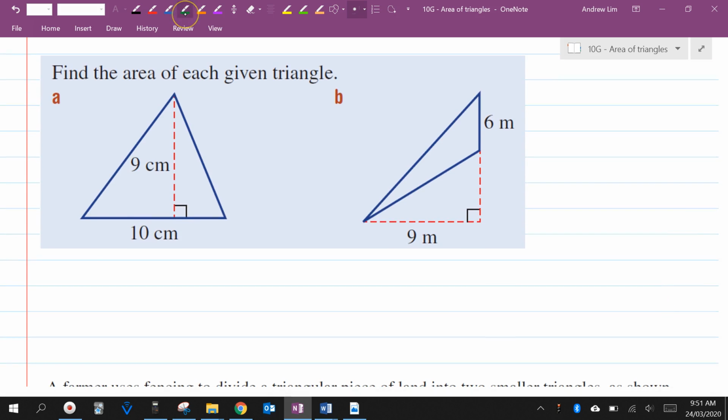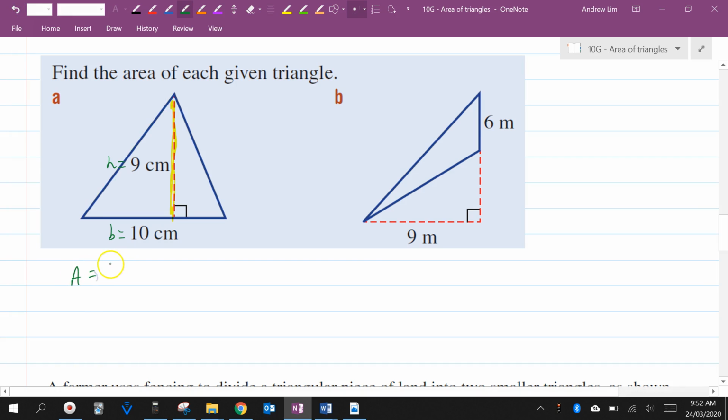Here in question A, we've got a triangle with a base of 10 and a perpendicular height. So this height, this is the perpendicular height of 9 centimeters. So if we had, for example, 11 centimeters here, this is not the height. Okay, it's not perpendicular to the base. It doesn't form a right angle with the base. Okay, neither does this side here.